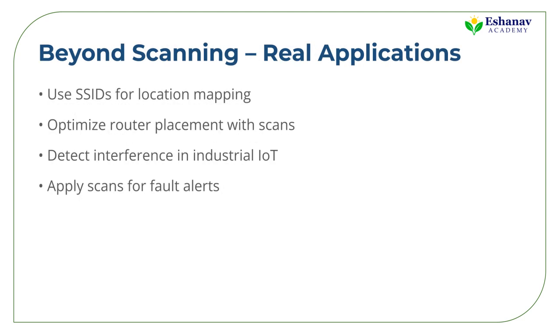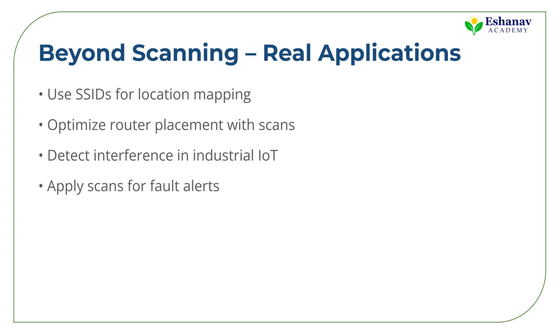Once you master scanning, the next step is applying it creatively. For example, in asset tracking systems, devices can scan Wi-Fi networks and use their SSIDs as location fingerprints. In smart building projects, scans can measure Wi-Fi density to help optimize router placement. In industrial IoT, scan data helps predict interference zones where machines might block signals. Even simple consumer devices, like smart speakers, use scanning to decide which access point gives the smoothest streaming.